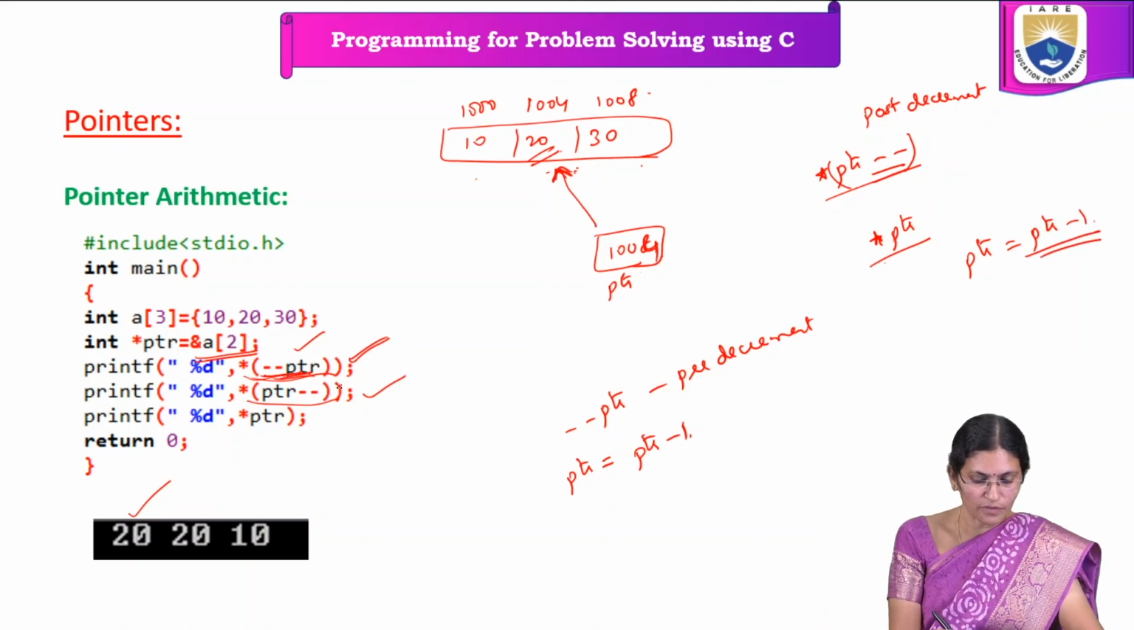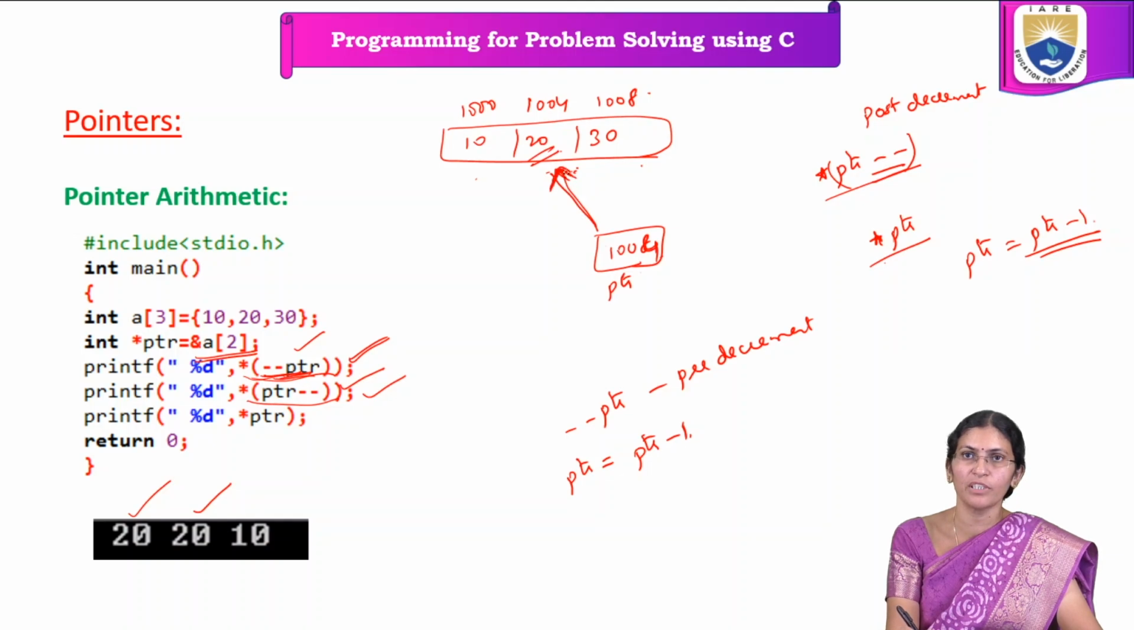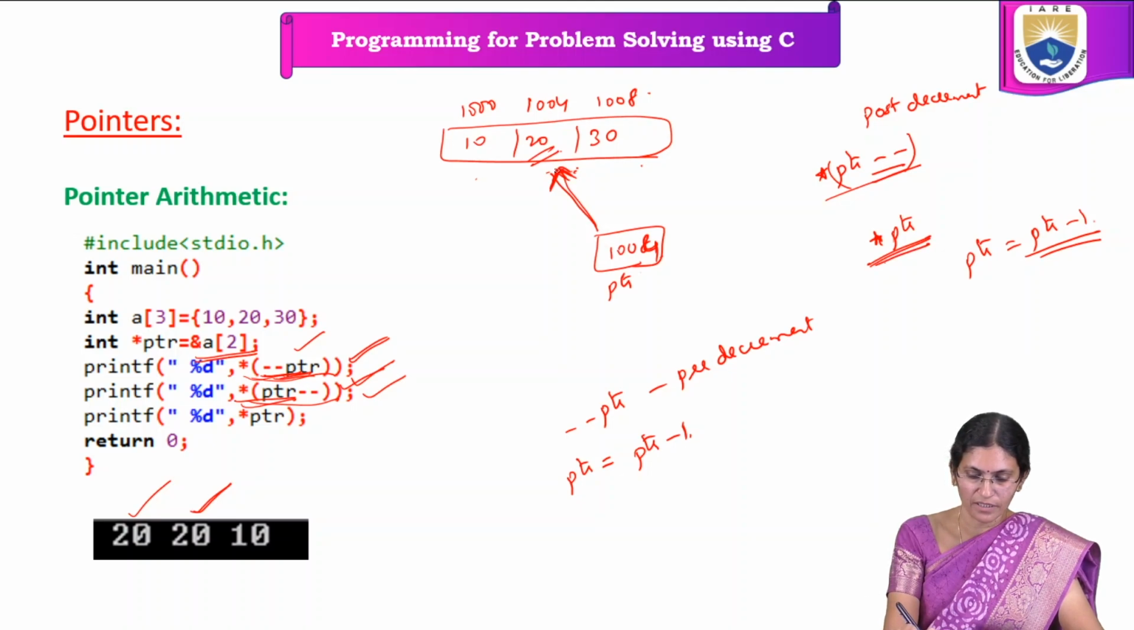So the output of this is 20. Why? Because previously it was pointing to the second element of the array. So 20, the same output you will get here. First, star PTR will be evaluated, so the value at this particular address will be obtained. So 20 is the output here.